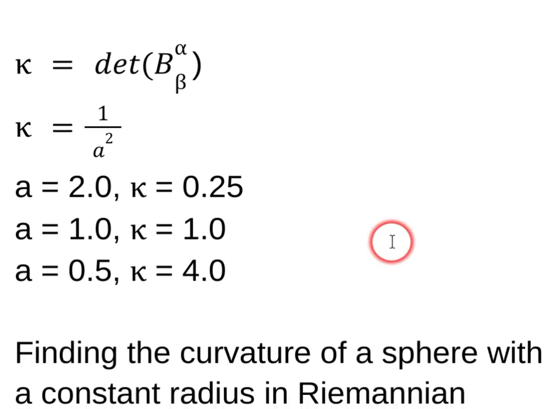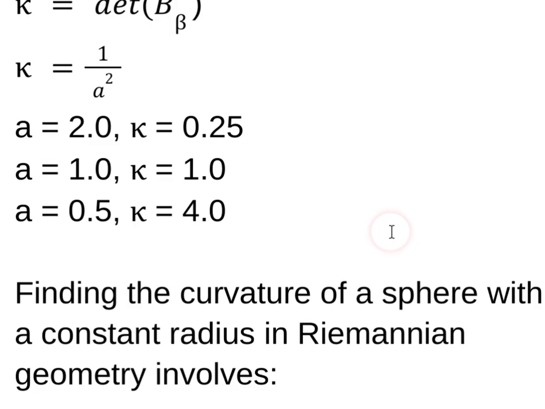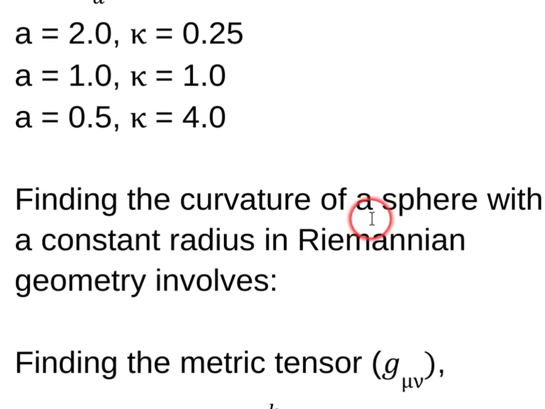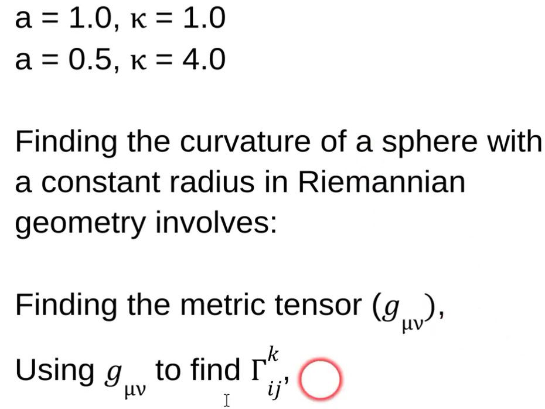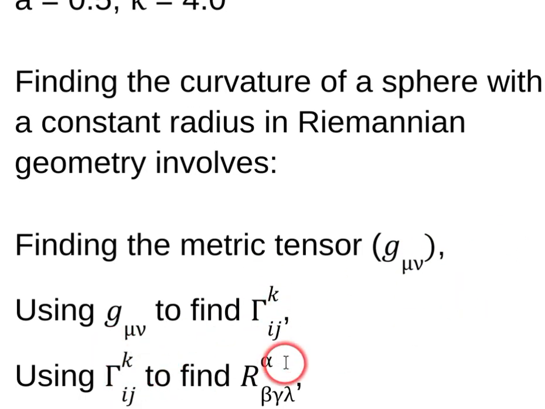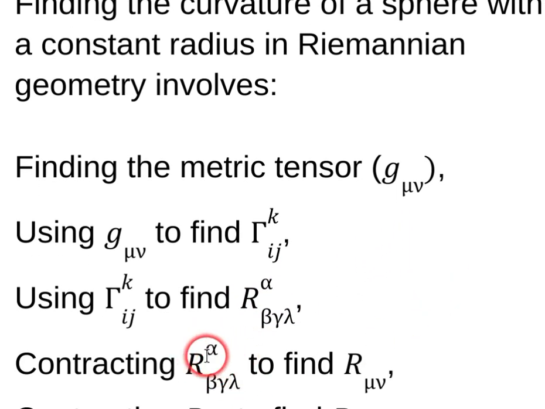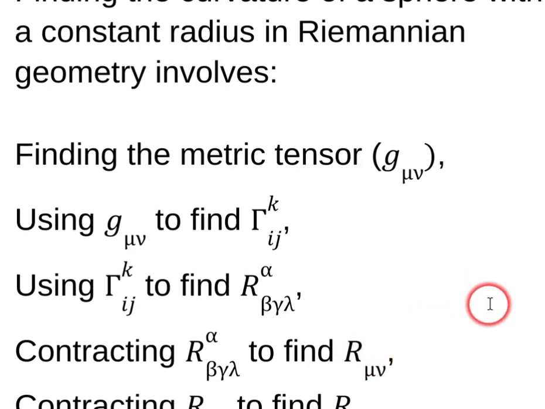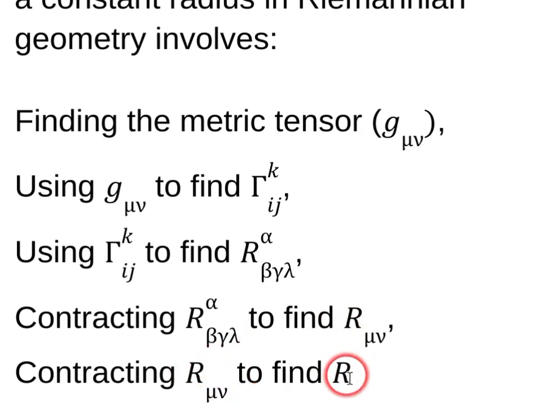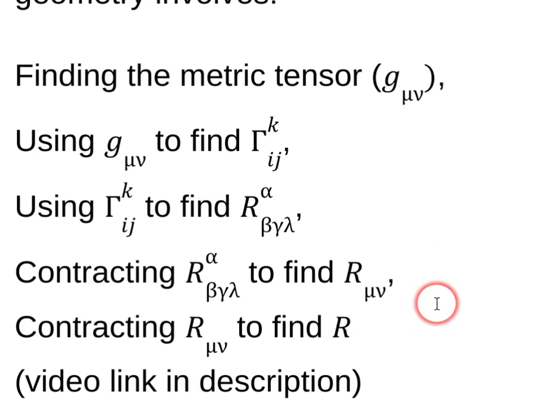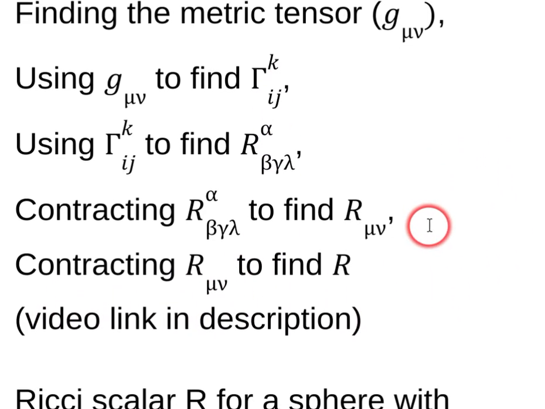Now, I also did this problem of finding the curvature of a sphere with a constant radius in Riemannian geometry. First, you have to find your metric tensor, g mu nu. Use the metric tensor to find the Christoffel symbols. Use the Christoffel symbols to find the Riemann curvature tensor. You contract the Riemann curvature tensor to find the Ricci curvature tensor. And then you contract this to find the Ricci scalar. I'll leave a link to this in the description. This was long and intense, but it's a lot of fun. I encourage you to watch this.